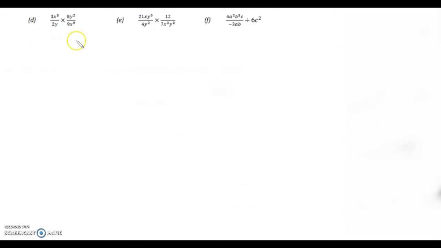Okay, d. So the numerators, 3 times 8 is 24, and we have x cubed y squared, and that's going to be over 18x to the 9y. So before I cancel anything out, x does not equal 0, and y does not equal 0, because they're part of this monomial in the denominator. Okay, so 24 divided by 18, I get 4 over 3.